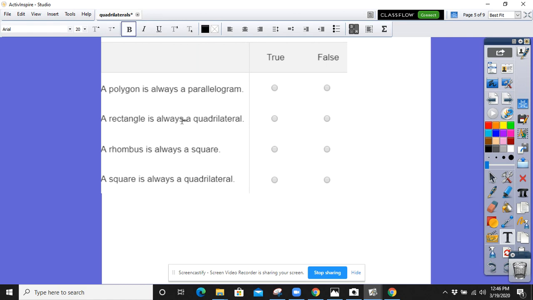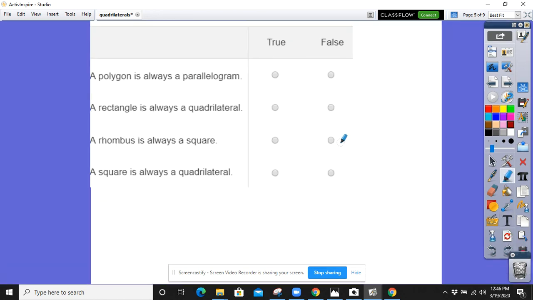Is a rectangle always a quadrilateral? Is a rhombus always a square? Is a square always a quadrilateral? So go ahead and pause this video and solve true or false, and then we will discuss. Okay, so let's go ahead and discuss this.